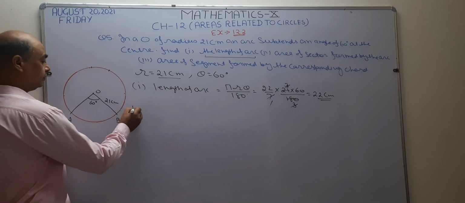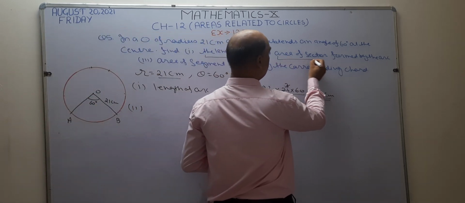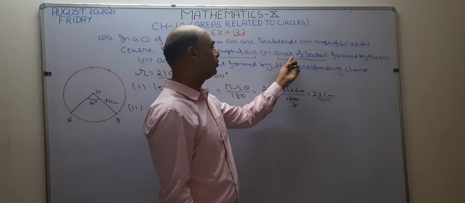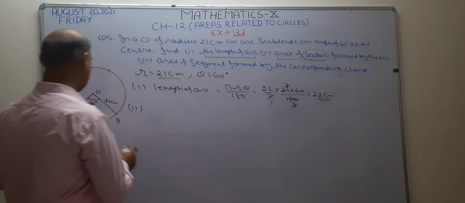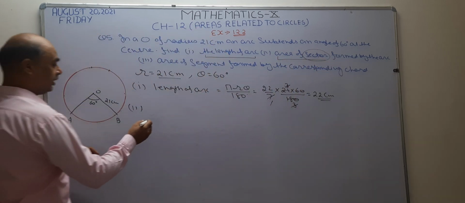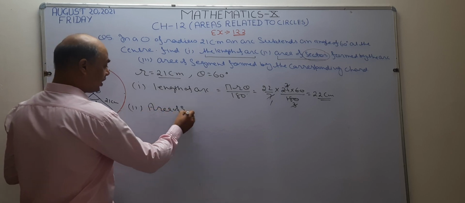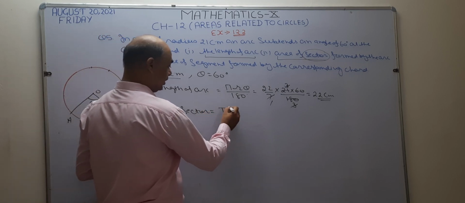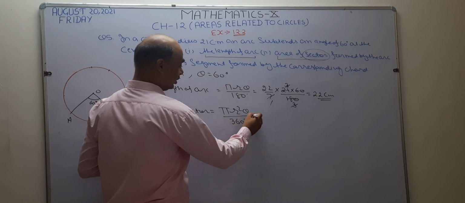Now in the second case, we are going to find the area of sector. See, only sector is written. It means this is going to be the minor sector. We are going to find the area of minor sector formed by this arc. This arc is going to form this sector. So right here area of sector. Area of sector, you know the formula. Formula is pi r square theta upon 360 degree.